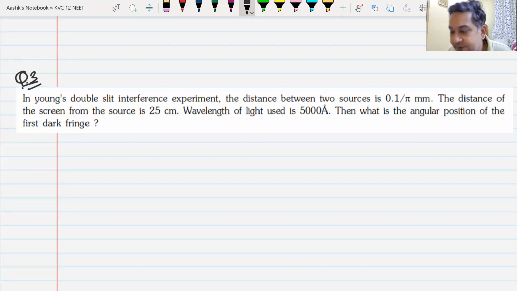In Young's double slit experiment, the distance between the two sources is 0.1 divided by pi mm. The distance of the screen from the source is 25 centimeter. Wavelength of the light that is used is 5000 Angstrom unit. What is the angular position of the first dark fringe? I give you 2 minutes to do this.